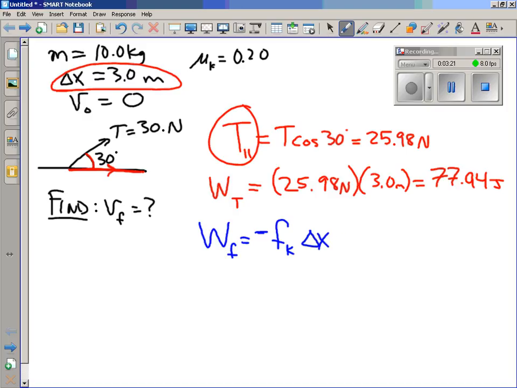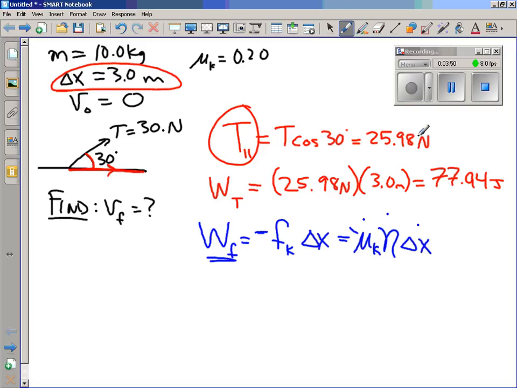I also know that the force of kinetic friction is equal to mu sub k times the normal force. So if I continue writing what this work is equal to, it's equal to negative the force of kinetic friction times the displacement. We're given the coefficient of kinetic friction. We don't know the normal force. We are given that delta x is 3 meters. I can quickly figure out what the normal force is.